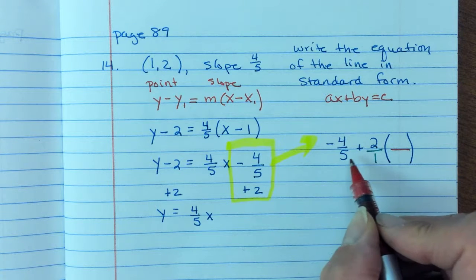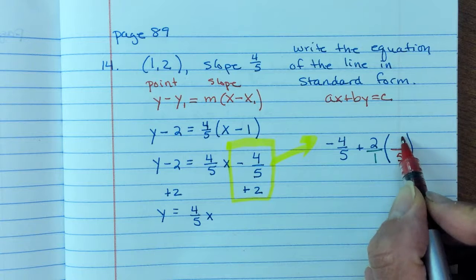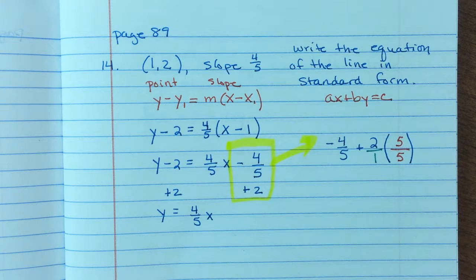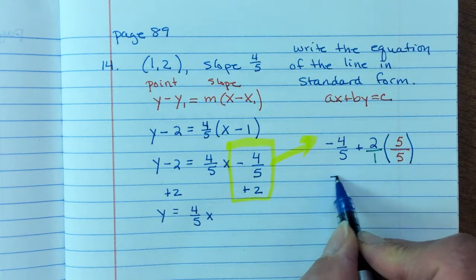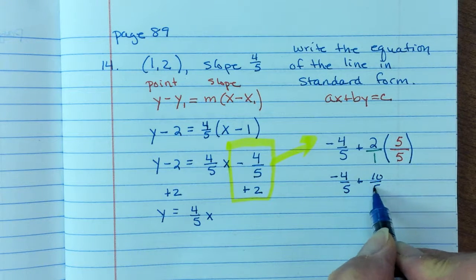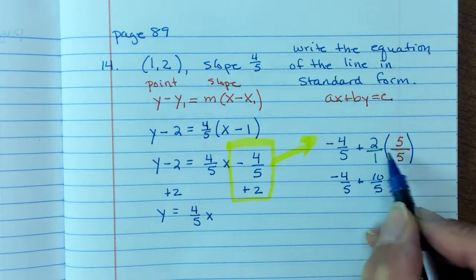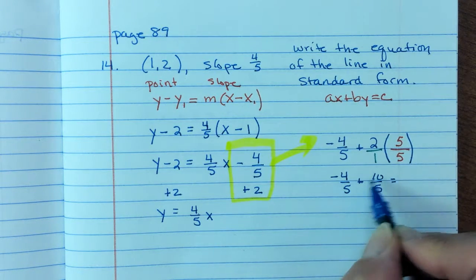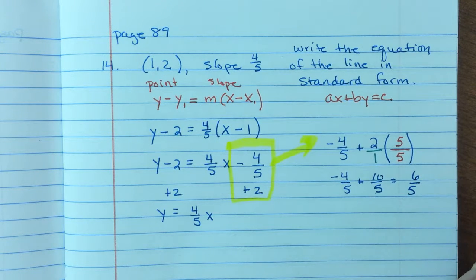If this denominator needs to be the same, 1 times 5 gives me 5. What I put on the bottom, I put on the top, because 5 divided by 5 is 1. It does not change the value of the 2. So now I have negative 4/5 plus 10/5. Now I can add that. And what do I get? So I end up getting 6/5, if I did that correctly. 10 minus 4 is 6.